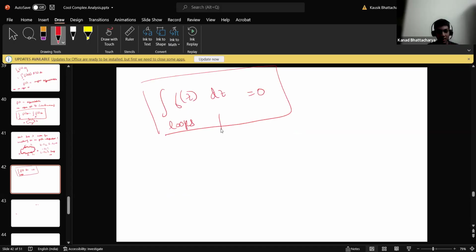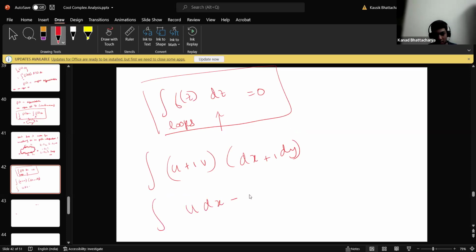Okay, so we'll be proving this statement. Really sorry. So I'll just expand this out. So what we have is the integral of u dx minus v dy plus... u dy. Wait, what is happening here? Yeah, v d.